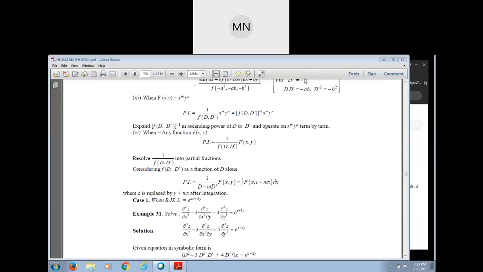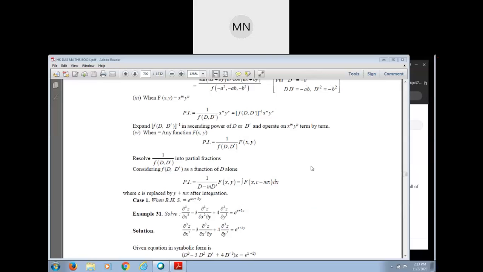So in the previous class, we discussed the method for finding the particular integral for the exponential function and the sine and cosine functions, because we are discussing non-homogeneous linear differential equations with constant coefficients of second order. For this type of equation, to get the complete solution, we have to find the complementary function and the particular integral also.